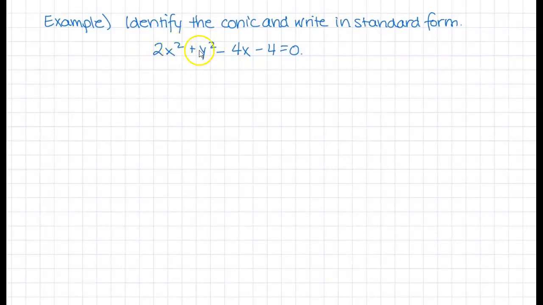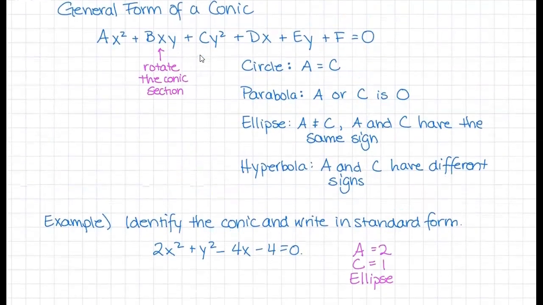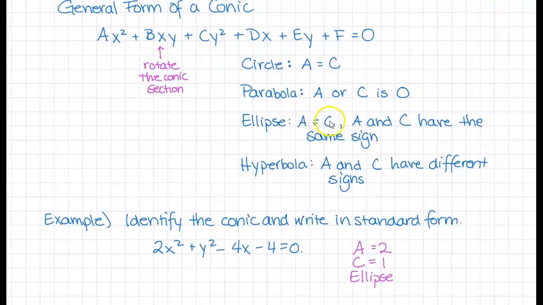We have both squared terms. It can't be a parabola. But they both have the same sign. And so therefore, we know it's an ellipse. We know that capital A is 2 and capital C is 1. That is going to make it an ellipse. Remember that if A and C are not equal but they have the same sign, it's an ellipse. So that's all you got to do.